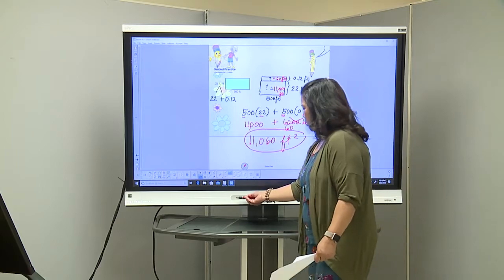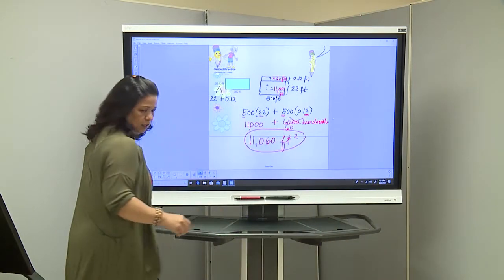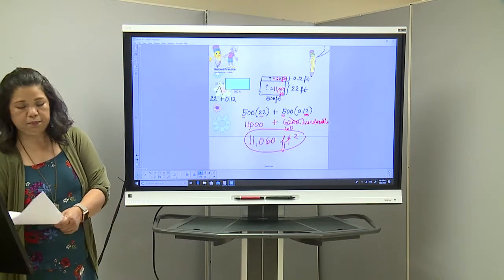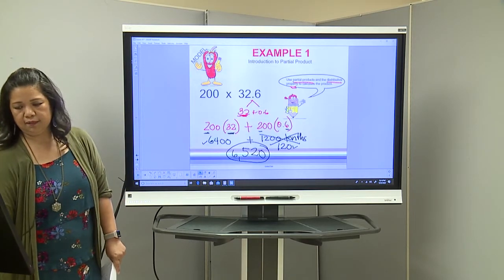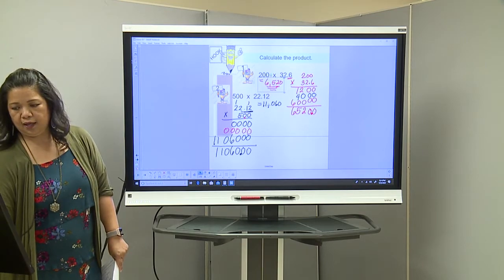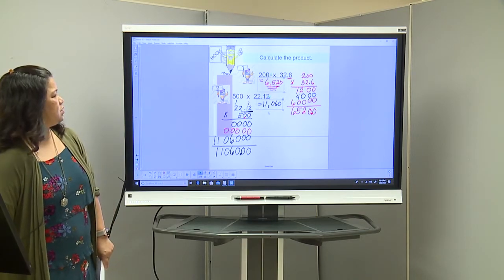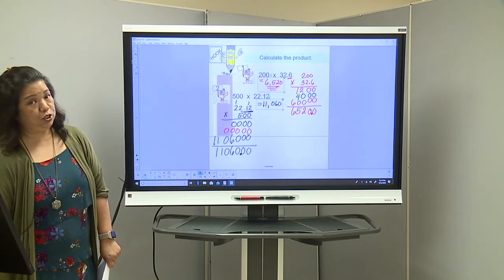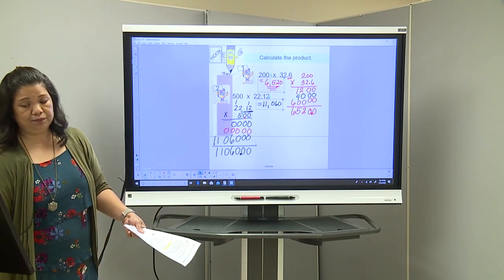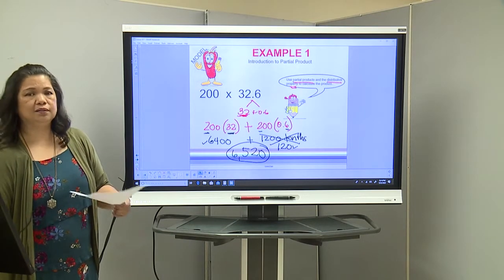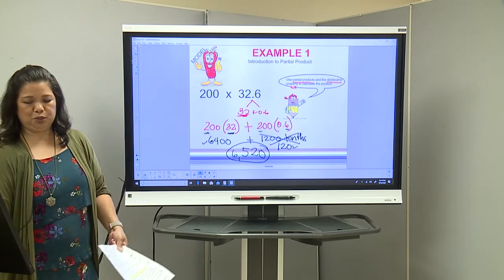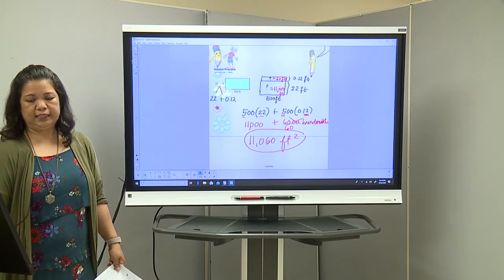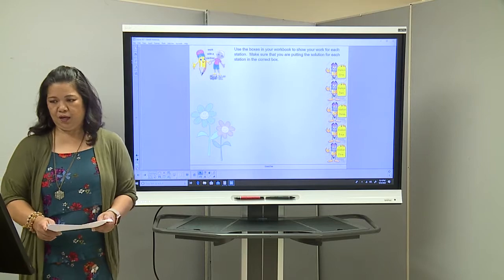Okay, so let's see if we got the same answer from the standard algorithm. Remember, this is 11,060, and there is your 11,060 right there. You see it? Okay. So what do you prefer? Standard algorithm or partial product using the distributive property? Of course, we want to use the partial product. It's easier and quicker. All right.